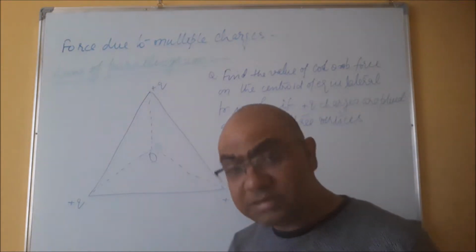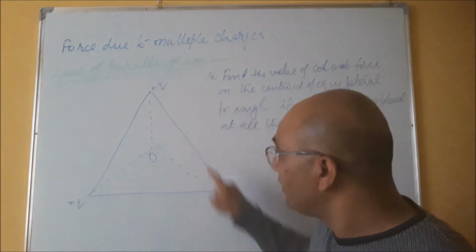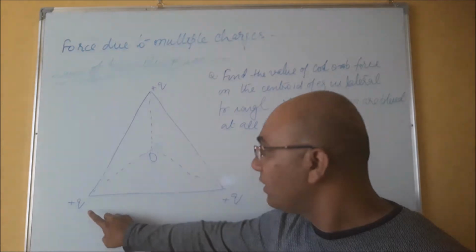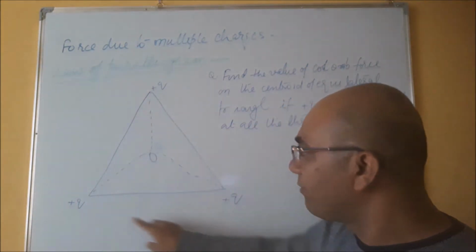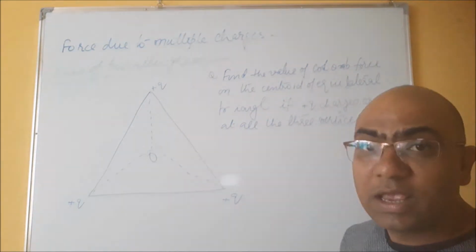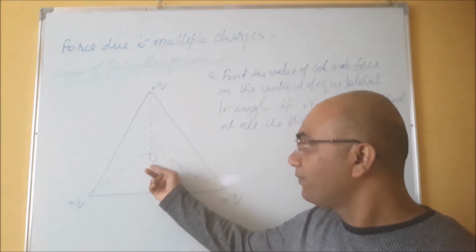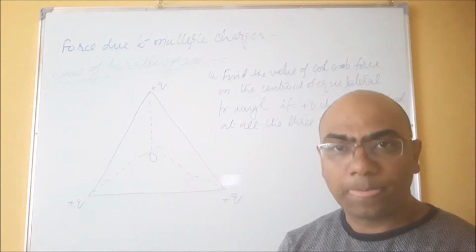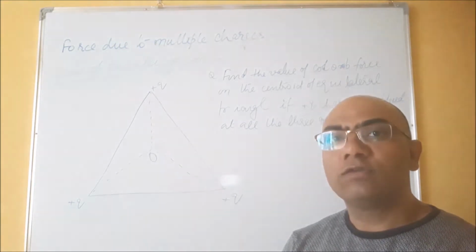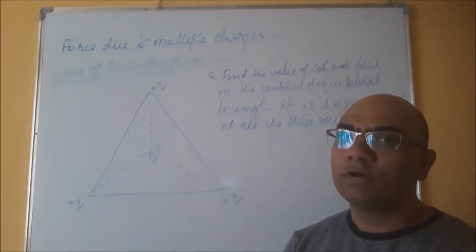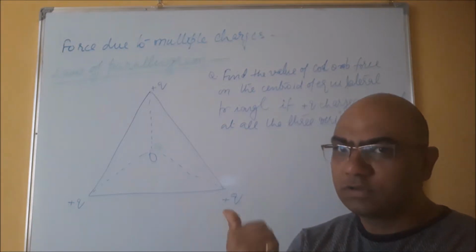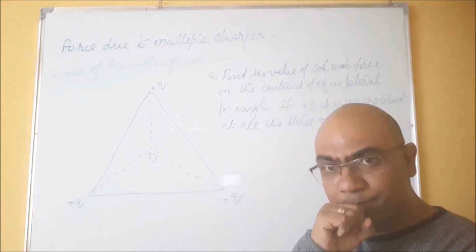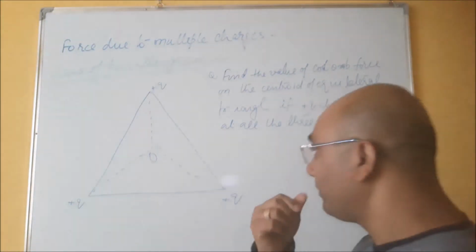Right? So the question is clear: I have an equilateral triangle. On the 3 vertices we have plus Q charge, and on this centroid I am putting a plus Q charge, right? So what would be the value of total force on this? So how can I start this problem?